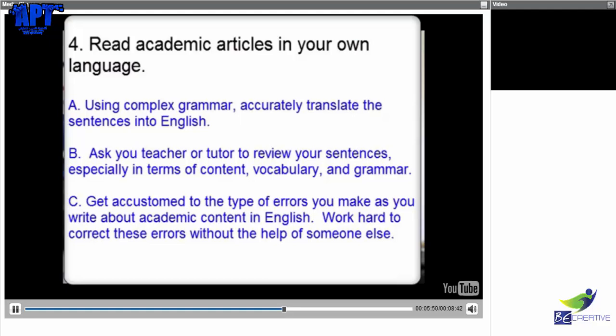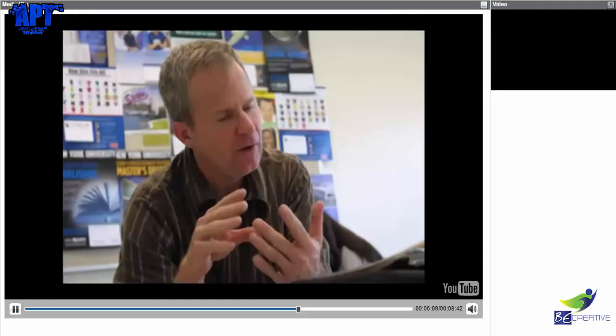Now, if you have a teacher, ask the teacher to review your translations to make sure that it's accurate, especially the content, the vocabulary is good, and the grammar is good. Now, as you're translating these ideas, you need to recognize the common errors that you're making, and you want to avoid making these errors as much as possible.